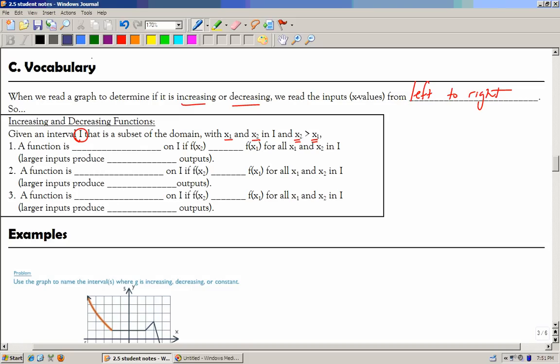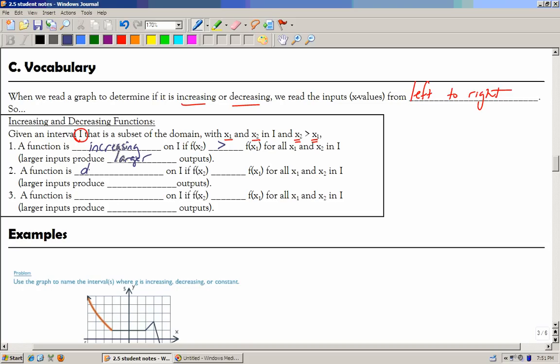A function is increasing on that interval when the value of the function at x sub 2 is greater than the value of the function at x sub 1 for all the x sub 1 and x sub 2 in that interval. So basically, the larger inputs produce larger outputs.